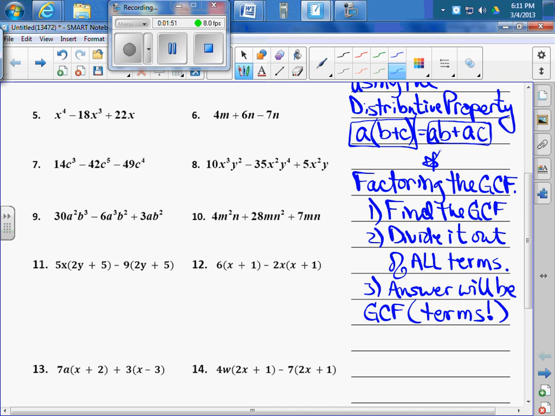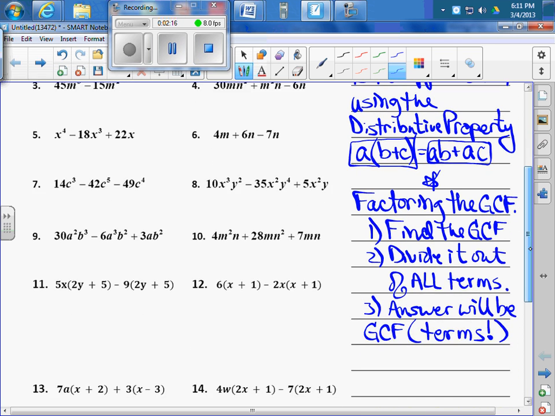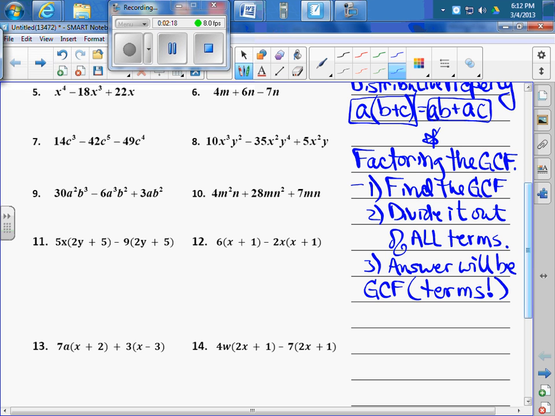Simple enough. Let's go back up here to number 1. 24 and 48. What's the GCF? Well, in the 24, does it go into 48? Yes, it does. So 24 is the greatest common factor. Is there an x in common in both of these terms? No, there's not. Is there a y? No, there's not. So the GCF is in fact 24 for number 1. So we have that part.